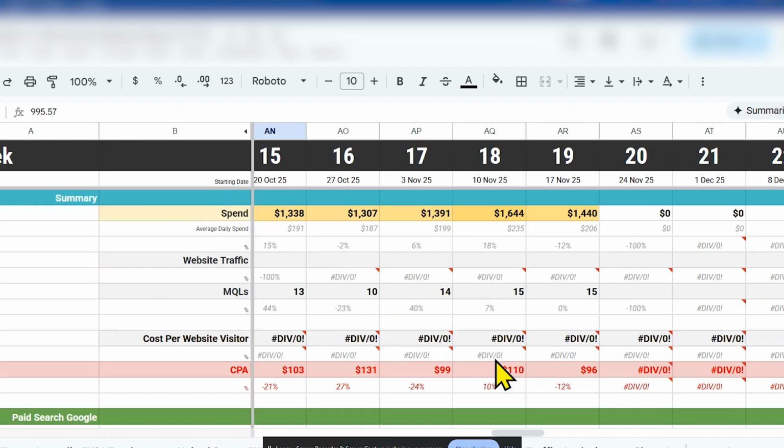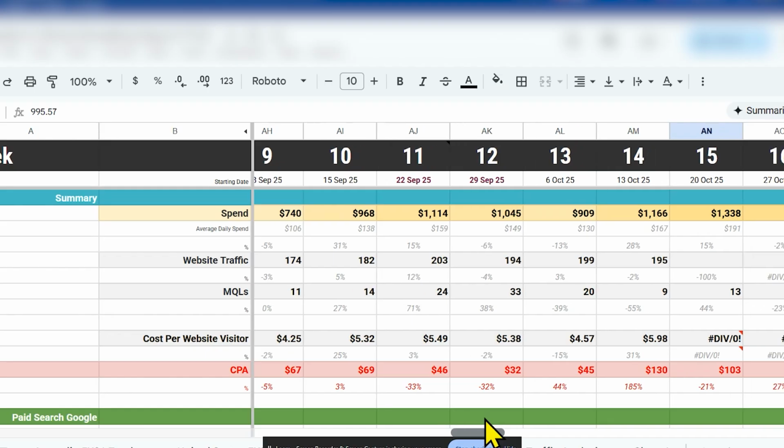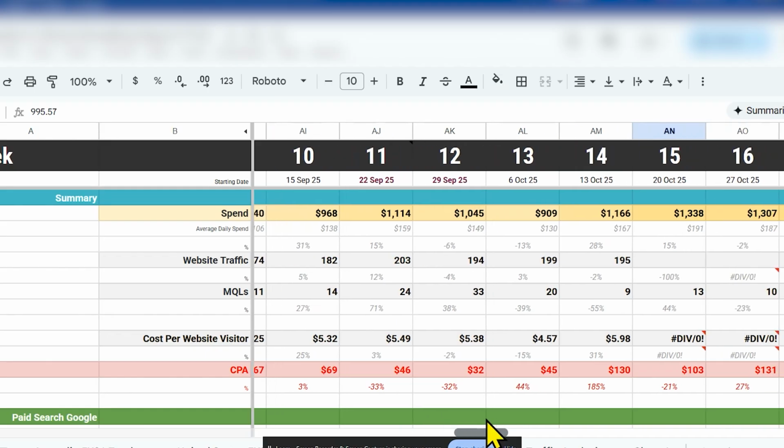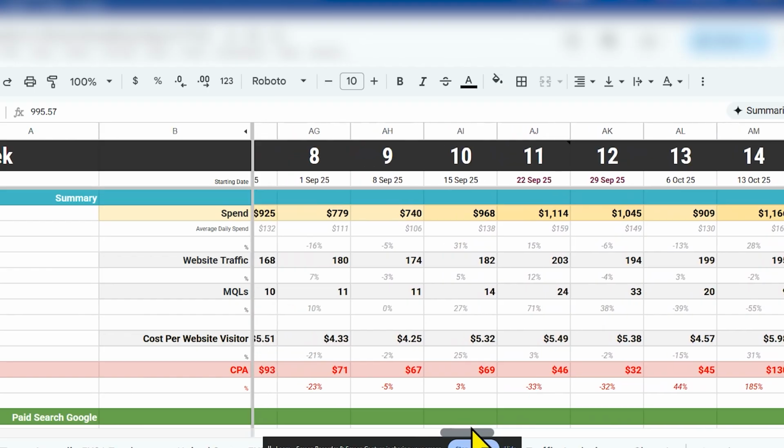So this is looking at the UK. We're only looking at the UK here. And I'm going to show you what happens when we increase spend and how to look at this and take into consideration attribution lag, right?